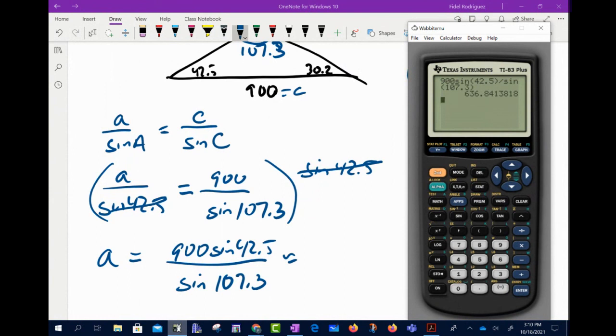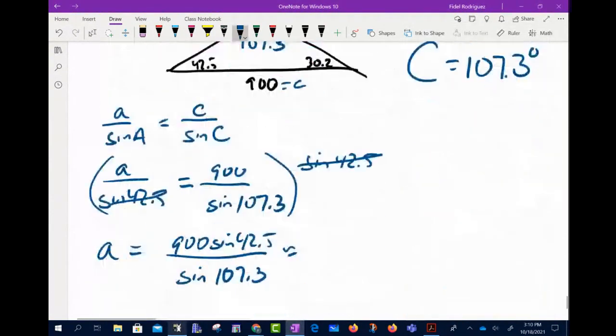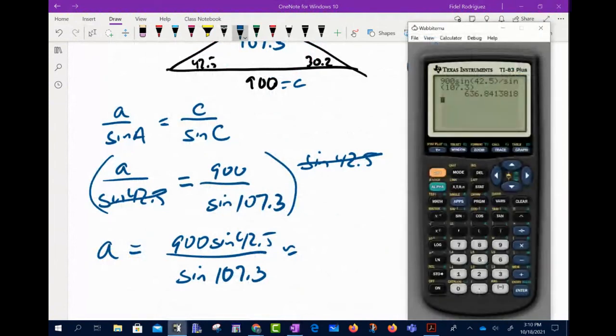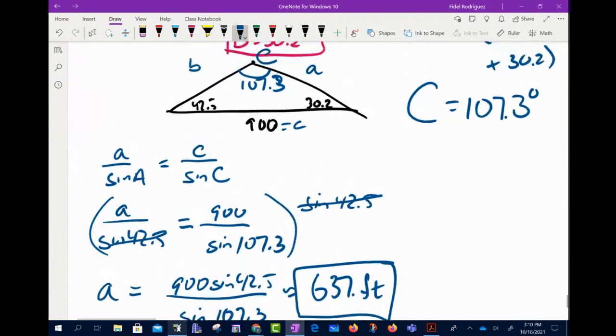And for little a, I'm coming up with 636.8. I'm going to check to see if it's asking me to do any rounding, or just asking me to go to the nearest whole number. Round to the nearest foot. Okay, so it's asking me to round to the nearest whole number. So the nearest whole number, y'all, I would say 637. So A is 637 feet. Boom, we got that part. Okay, so we found A right here, y'all, to be 637 feet.